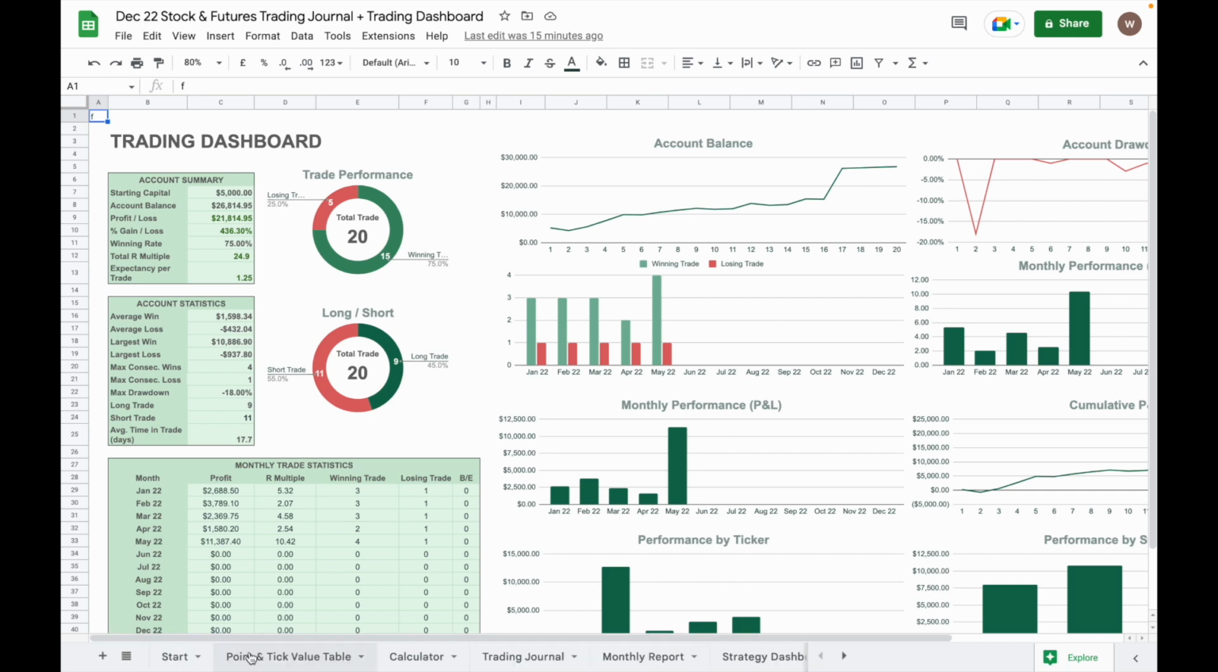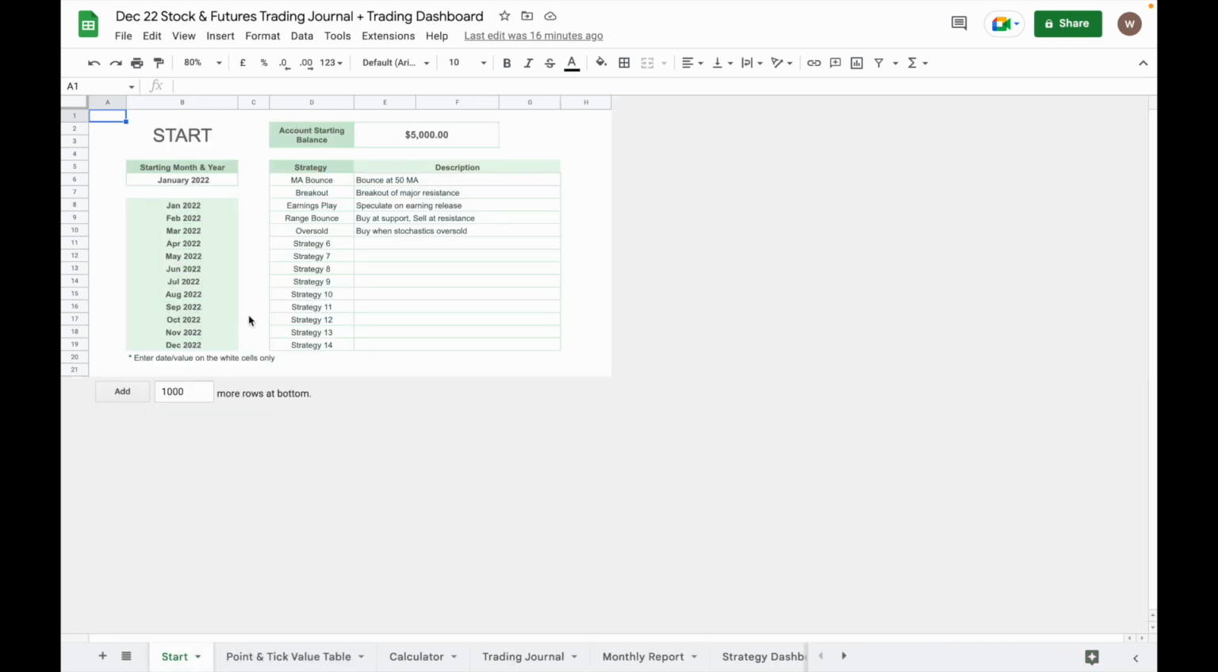First of all, you need to go to the Start tab to set your starting month and year, your account starting capital, and you also need to define your strategy that you will use for the trading.